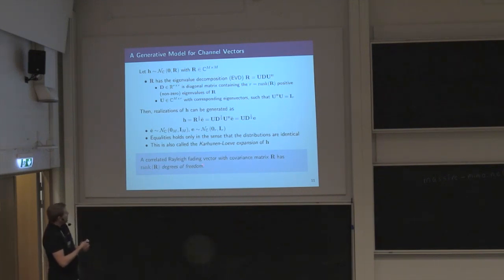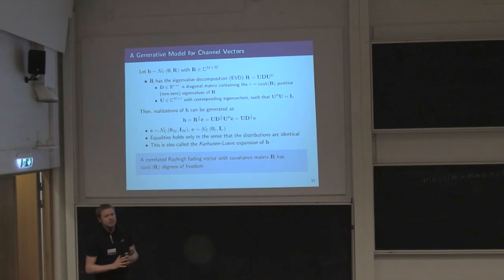A correlated Rayleigh fading vector with covariance matrix R has rank of R degrees of freedom. That is the size of the subspace in which it is actually living. Are we going to make a difference between the correlation on the transmitter side and on the receiver side? In this presentation, I'm focusing on having one antenna at the user side and multiple antennas at the base station side. So then you only need to model the covariance matrix for the base station. In the uplink, that affects the receiver. In the downlink, it affects the transmitter.